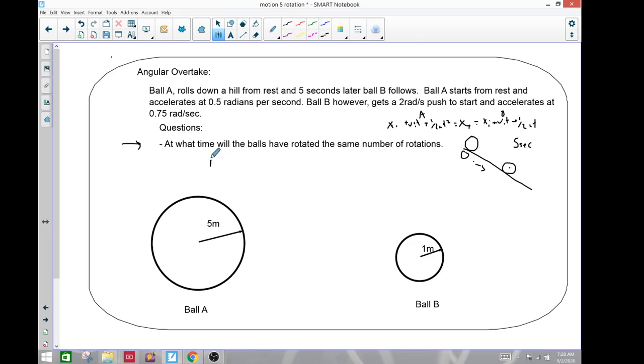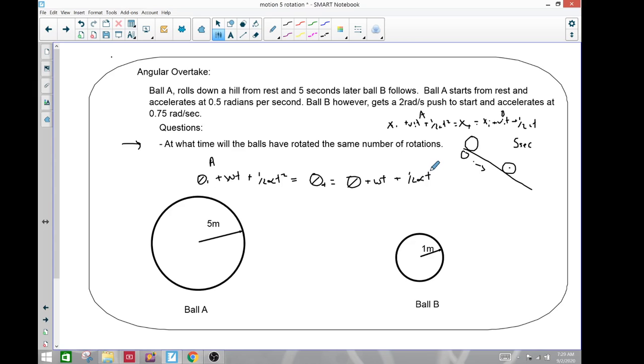Ball A has a certain angular rotation initially, so the number of radians it has gone through at a certain time, plus the angular velocity times time, plus 1/2 angular acceleration times time squared, equals a total number of rotations at a certain time, equals, for ball B, the total amount of rotation at some time initially, plus angular velocity times time, plus 1/2 angular acceleration times time squared.